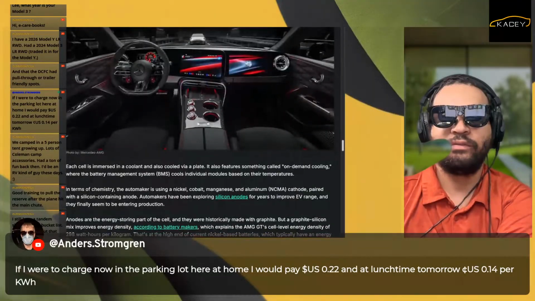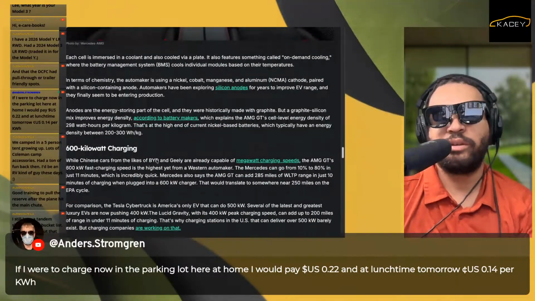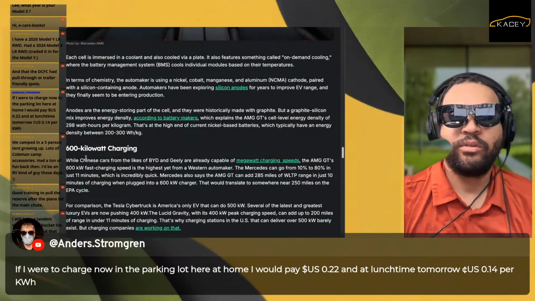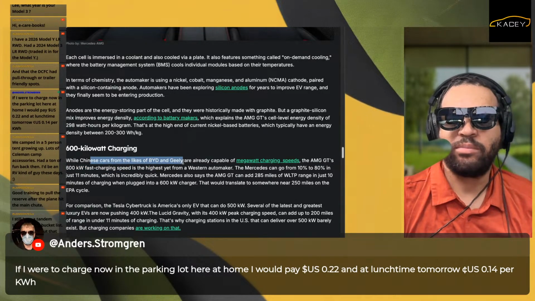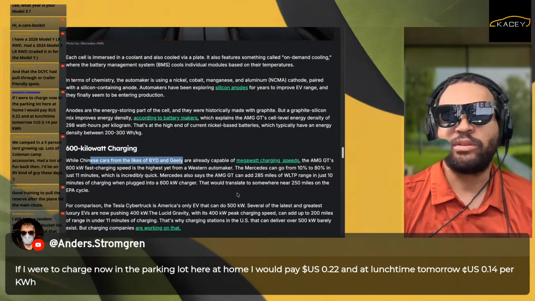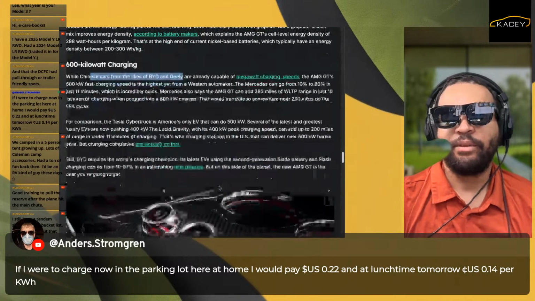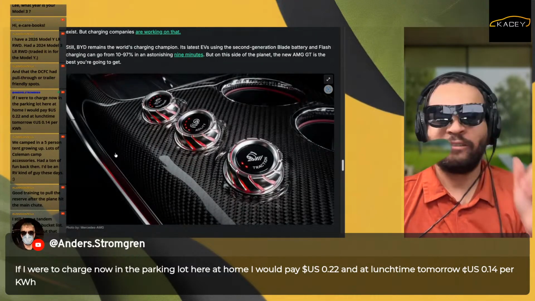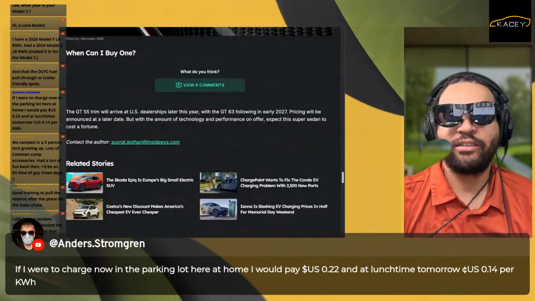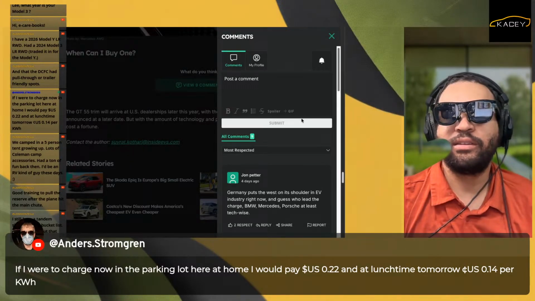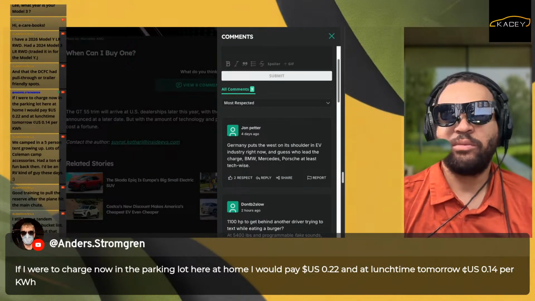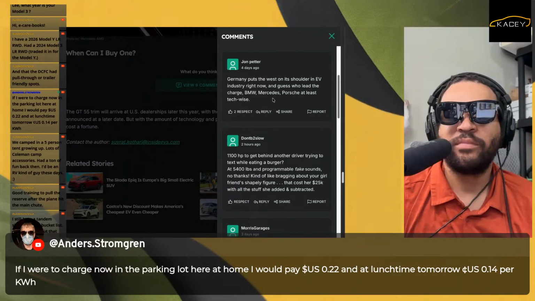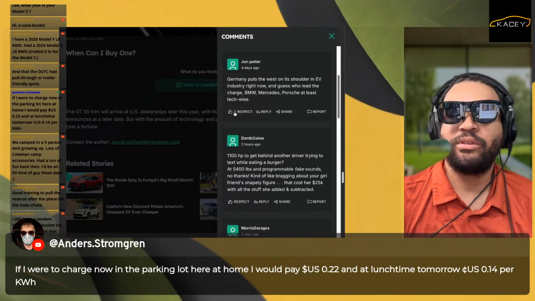600 kilowatt charging. That's pretty fast. While Chinese cars from the likes of BYD and Geely are already capable of megawatt charging speeds, the AMG GT's 600 kilowatt fast charging speed is the highest from a Western automaker. There we go. So I wonder when we'll see the Teslas get any faster. Not that they absolutely need it, but they've got megawatt capable chargers right there. Germany puts the West on its shoulder in the EV industry right now, and guess who's leading the charge? BMW, Mercedes, Porsche, at least tech-wise.